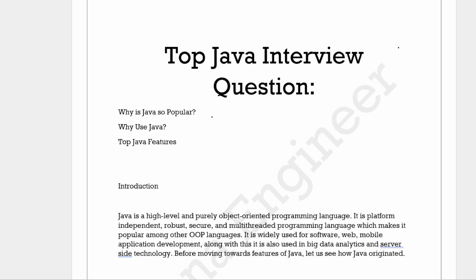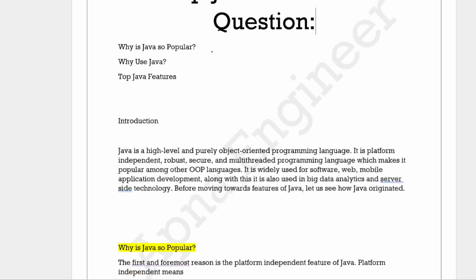So, what is Java? Java is a high-level and object-oriented programming language. It is a platform-independent, robust, multi-threaded programming language, which makes it popular among the other OOPS languages. So, these are some definitions of Java. What is the use of Java? Java is used in software development, web development, mobile development, and also in big data analytics. Nowadays, everyone knows that Java is very popular, so everywhere you can use Java.